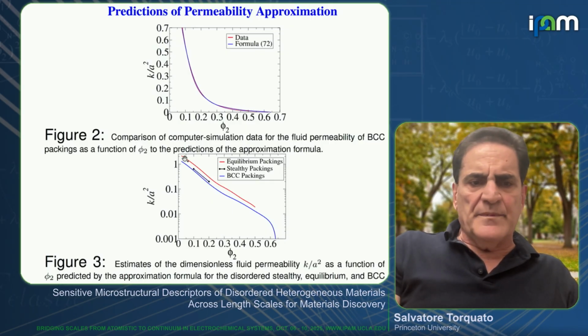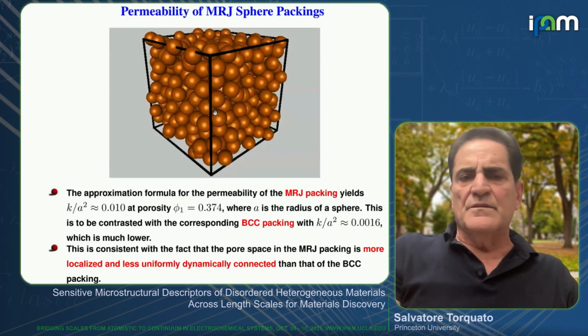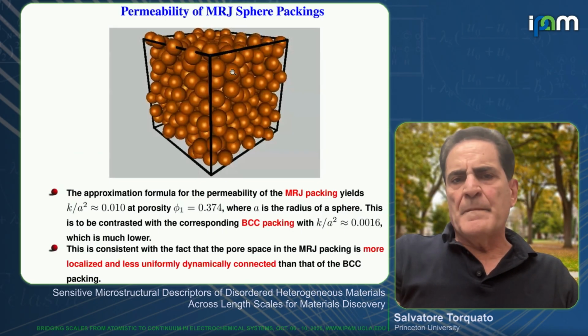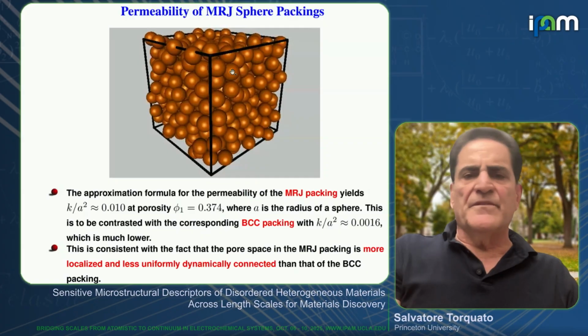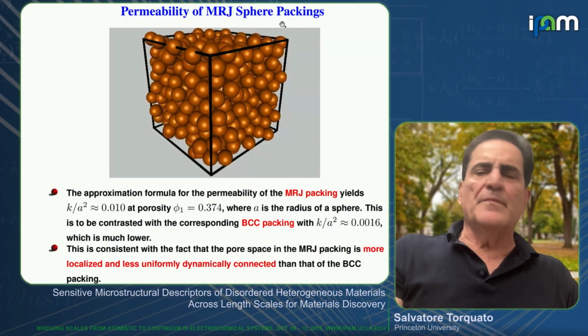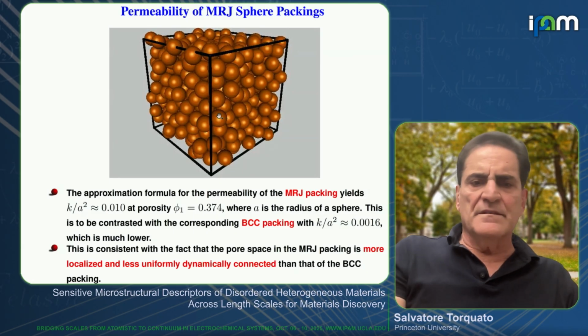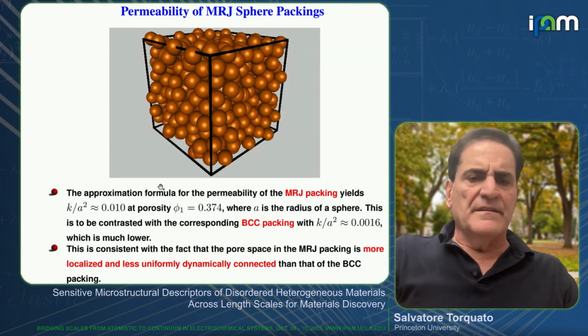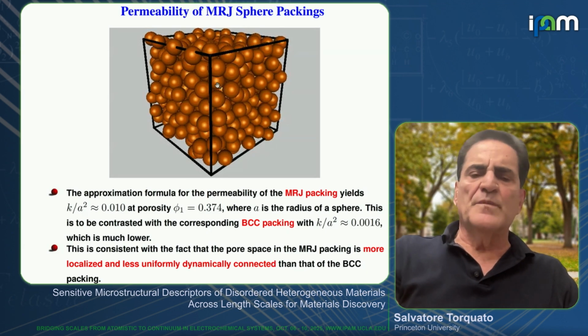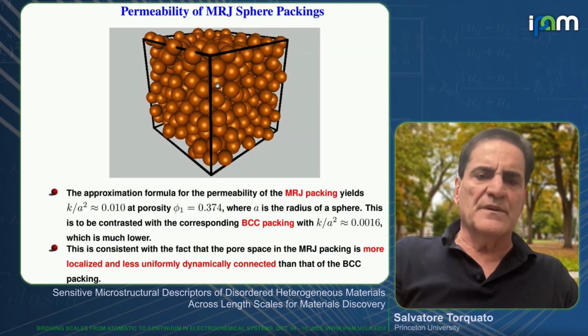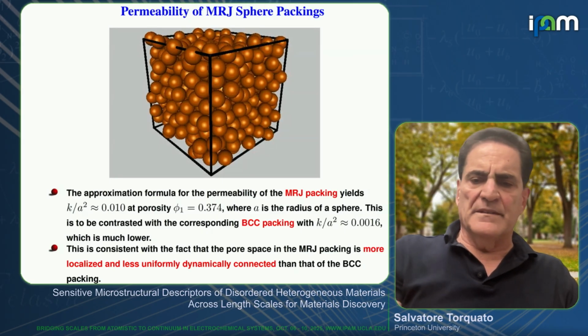Okay, I'm going to skip figure 3, and then I'm going to go to what we tend to refer to as the maximally random jammed sphere packing. Sometimes these are called random close packed states of spheres. And you can show that, again, this formula predicts the fluid permeability of this random packing very accurately.